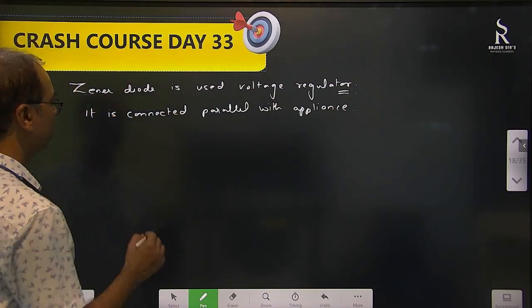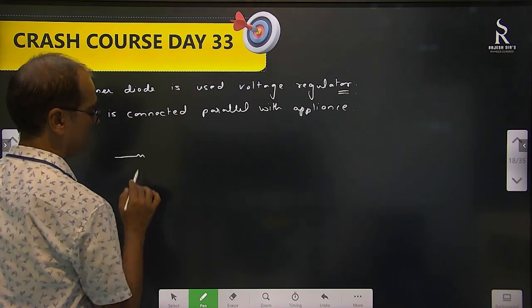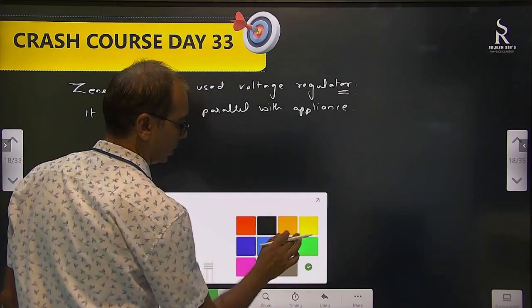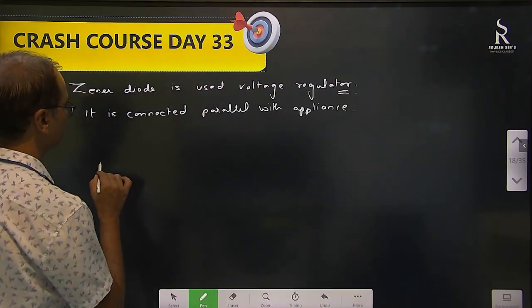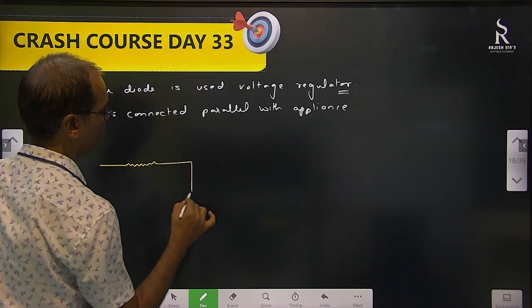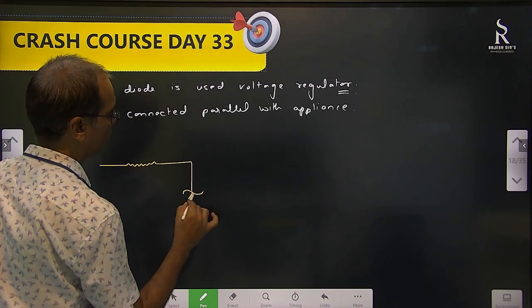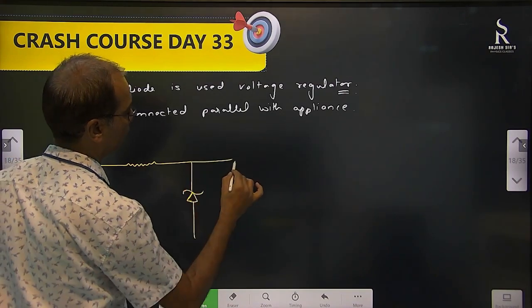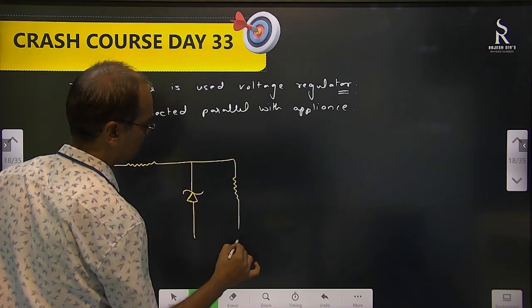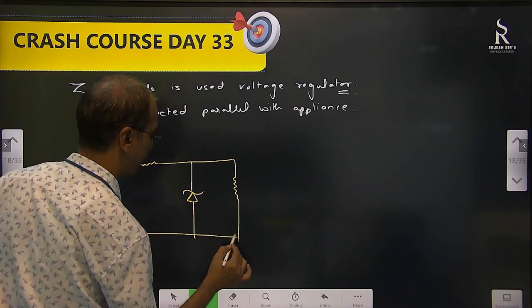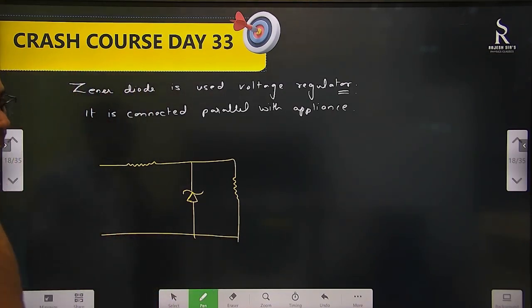So how will the question be asked from us? We'll be making it with a different color than here. Okay. So here we'll make one resistance, and here we'll make one Zener diode, and here your appliance is there. Okay. It's like this.